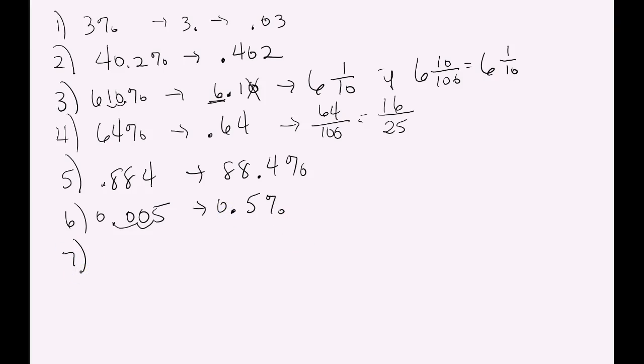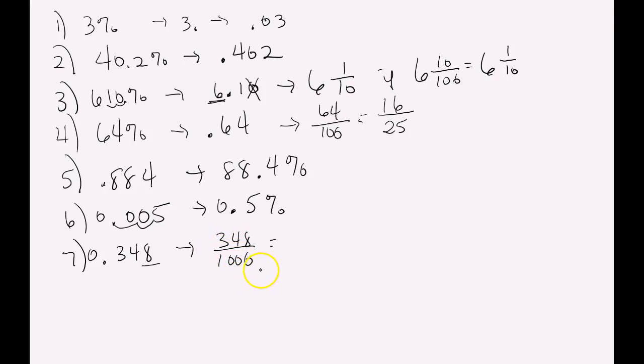Number 7, write it as a fraction, so 0.348. So you read that number to yourself, 348 thousandths. That's in the thousandths place, so it would be over 1,000. And then reduce that if you would like. It looks like 2 goes into both of those. Does 4 go into both of those? Yes, it does.